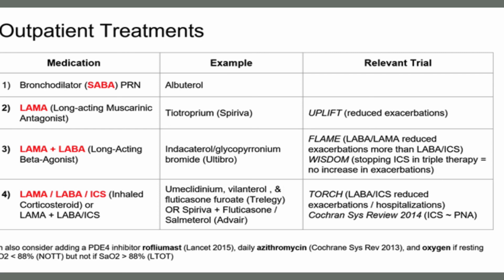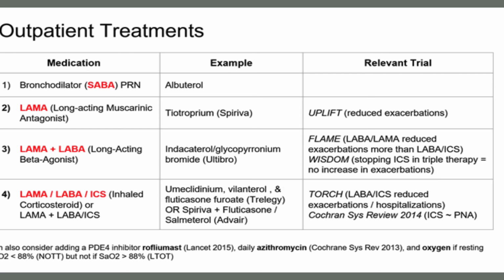So first is just a bronchodilator, a short-acting beta agonist as needed, like albuterol. Next is a long-acting muscarinic antagonist. This is something like tiotropium, or what's known as Spiriva.